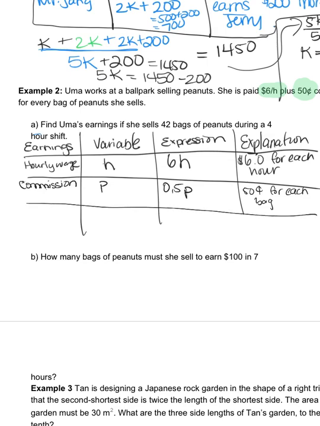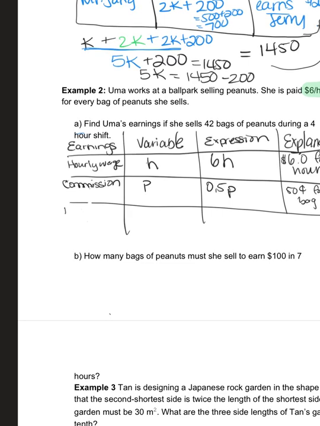We might want to do one more, which is E, and E is just going to be our total earnings, okay, so how much she makes altogether. And so our total earnings here, how much she actually makes, we're going to represent by E. Our total earnings are basically going to be 6 times H, plus however much she makes per bag of peanuts.